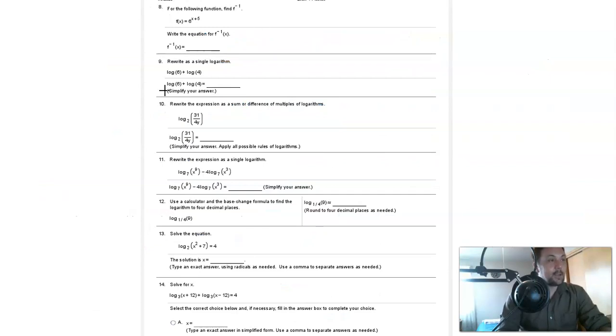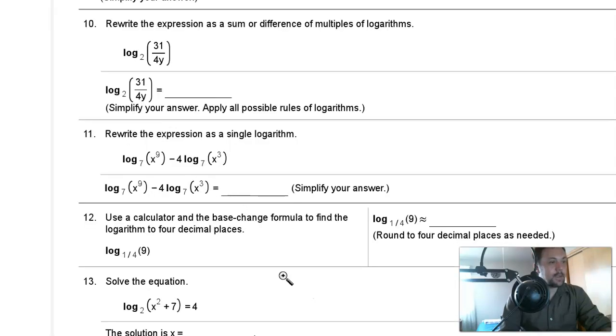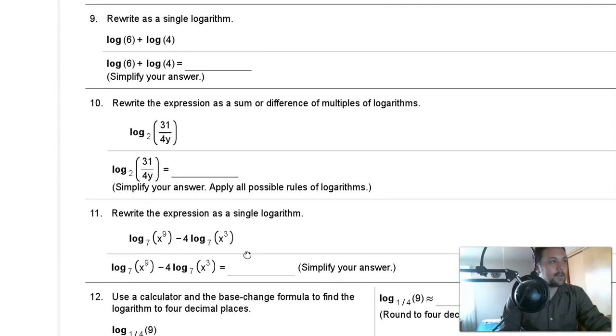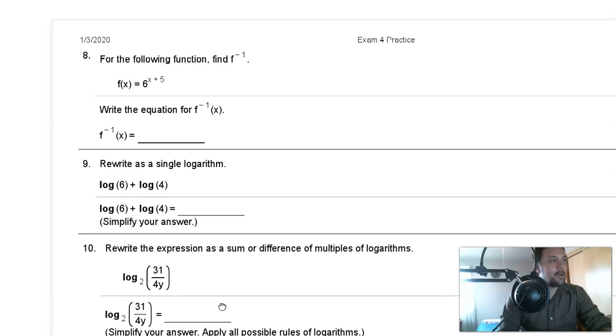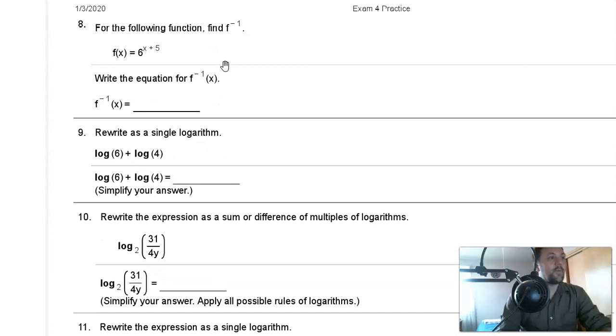All right, so let's go to the next page. There's a lot of problems on this page. Well, let's zoom in first. So I'll zoom in a couple times. Hopefully that's enough for you to be able to see it. All right, so question number 8. For the following, find f to the -1st power. That means find the inverse function. So this is something else we'll learn to do in section 4.2.